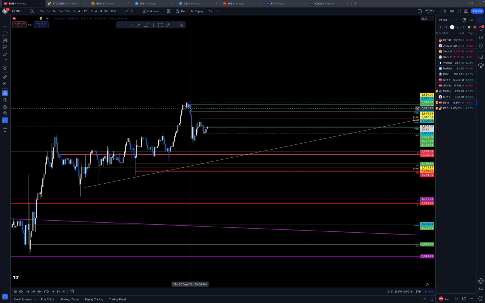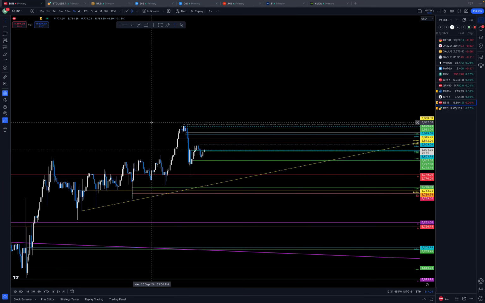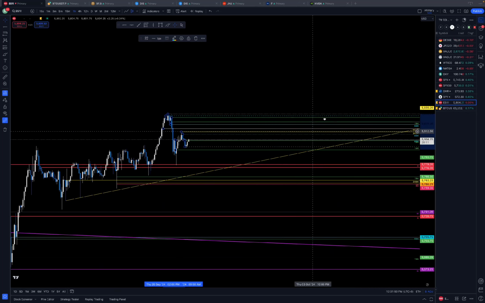I'd say from up here to down to this. They're basically giving us our range, somewhere like this box for the time being, until we get to an external decision point. Okay, good stuff. Let's see how this plays out.